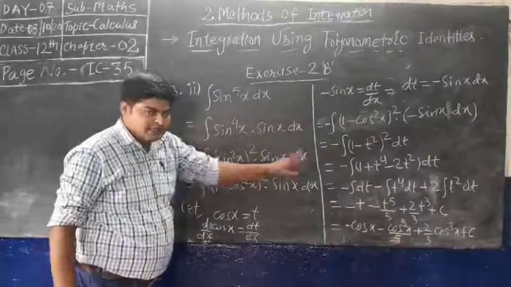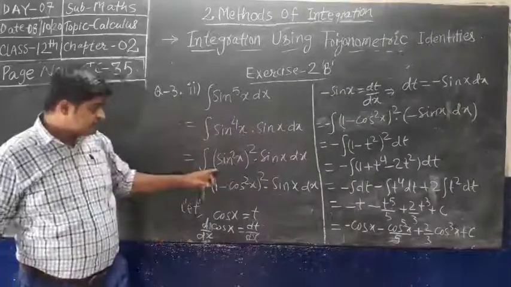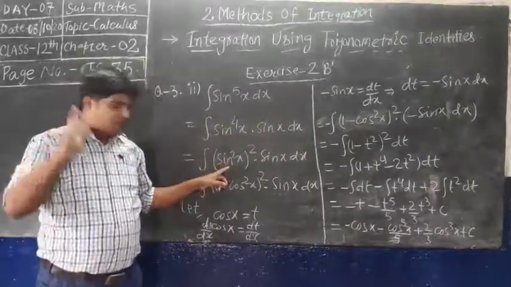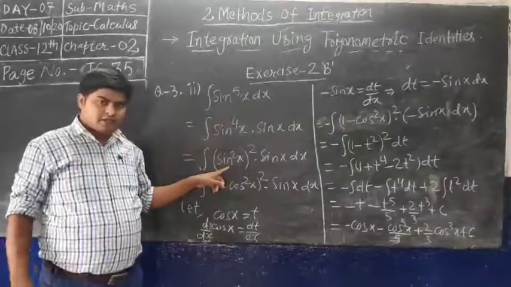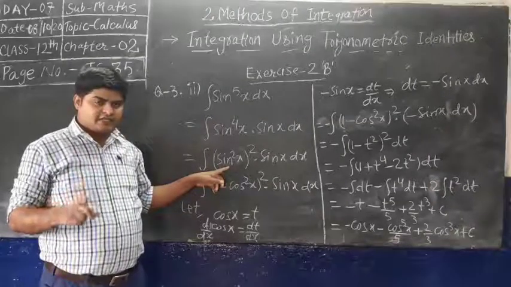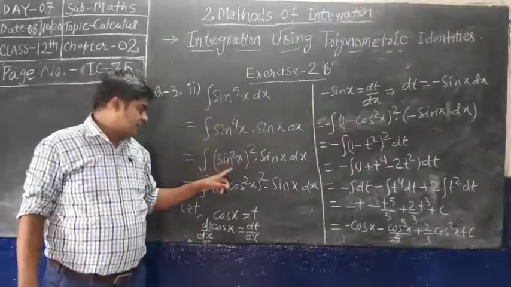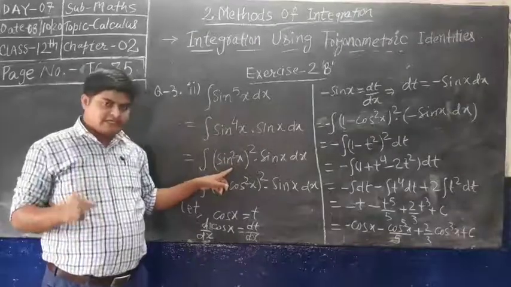That means you will convert it to the integration of (sin square x) whole square into sin x dx. And you know that in 10th class we studied sin square x plus cos square x is equal to 1. That means you can write sin square x is equal to 1 minus cos square x.